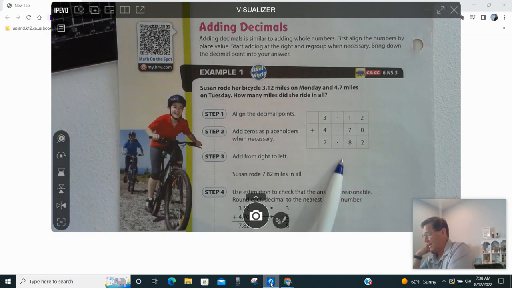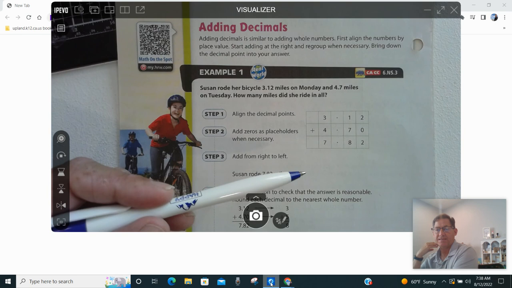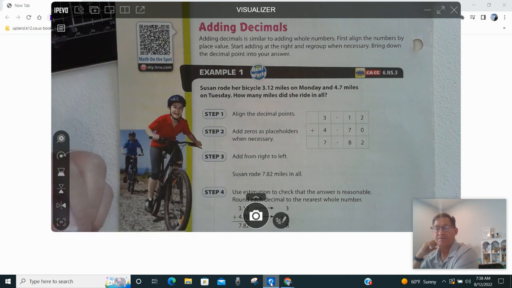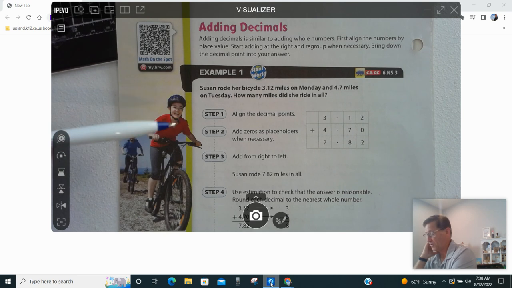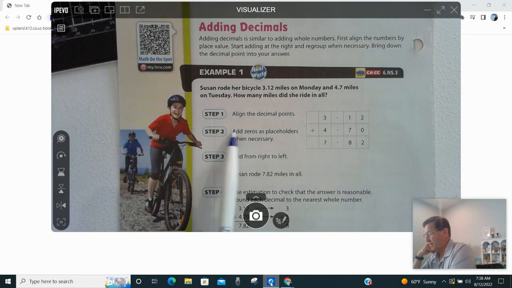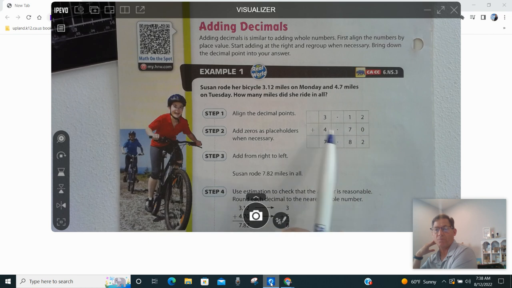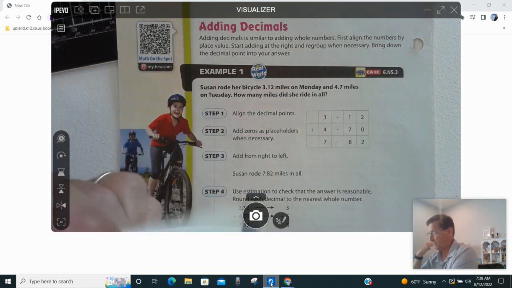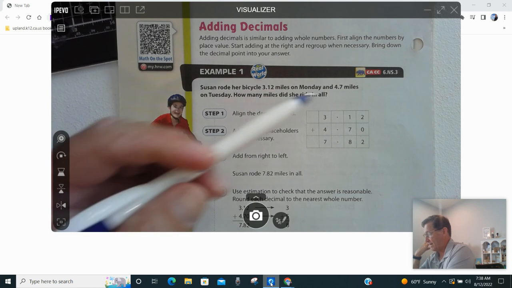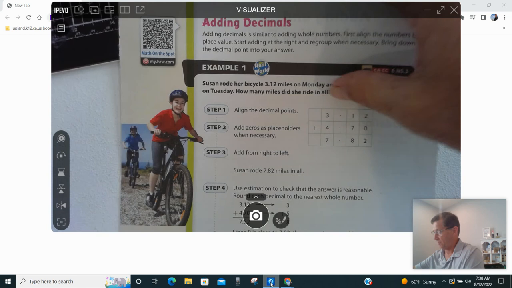So make sure we line up the decimals because we have to add by correct place value. Lining up the decimal ensures that we're adding the similar place values. So align the decimals, 3 and 12 hundredths and 4 and 7/10. And we can add zeros as placeholders when necessary. Their equivalent values: 4.7 is the same as 4 and 70 hundredths. And we'll just add right to left. Okay? So she rode 7 and 82 hundredths miles in all.